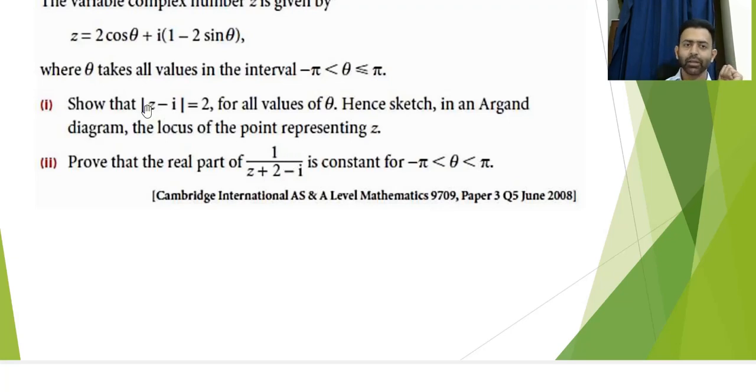So in this case, this is z minus i, and the variable z is given by 2 cos theta plus i, so there is no i in this, but we can bring i. Whatever is asked in the question, try to make that. Making means you have to form z minus i, because it is asking for the modulus of z minus i.